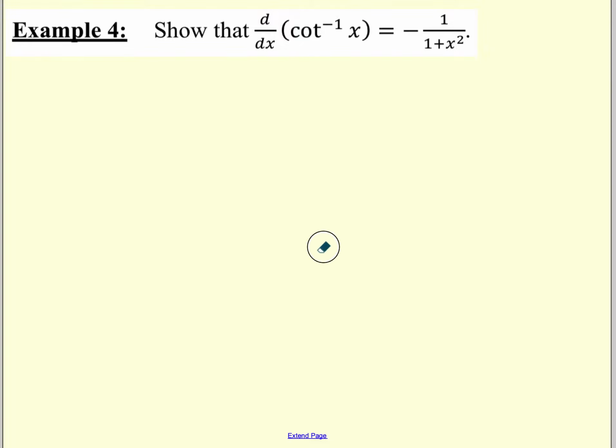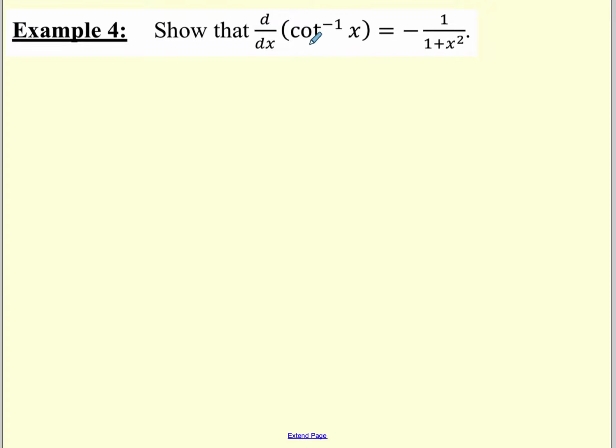All right, example 4 says, show that the derivative of cotangent inverse is equal to -1 over 1 plus x squared. Okay, so it's saying show, so it's saying prove it. Show me that you know how to get to that answer. So the first thing I do is I'm going to use the ideas that I've just used in my previous right triangle trig review video to rewrite this.